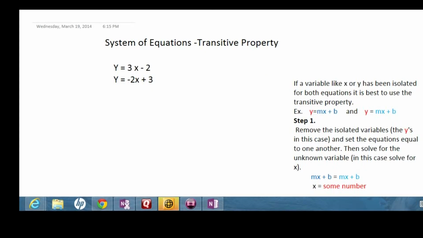System of equations, the transitive property. If a variable like x or y has been isolated for both equations, it is best to use the transitive property.